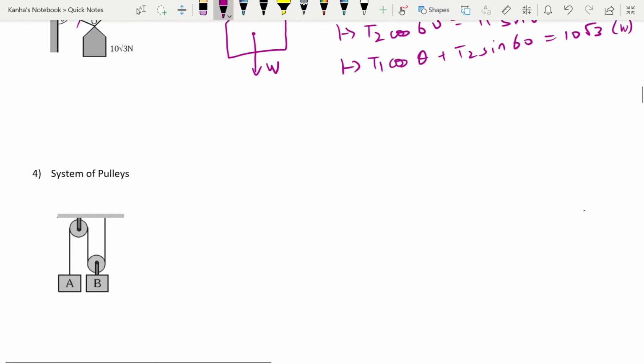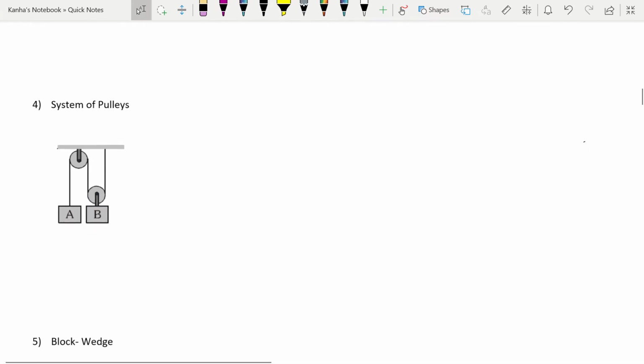Let's move to the other one. Now this is a system of pulleys. You will be seeing a lot of pulleys in this chapter and in the chapter on work, power, energy, and many other chapters to come. So let me draw the FBD for this and this pulley as well.